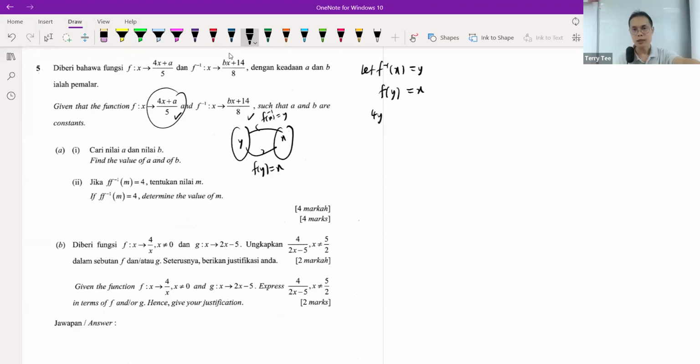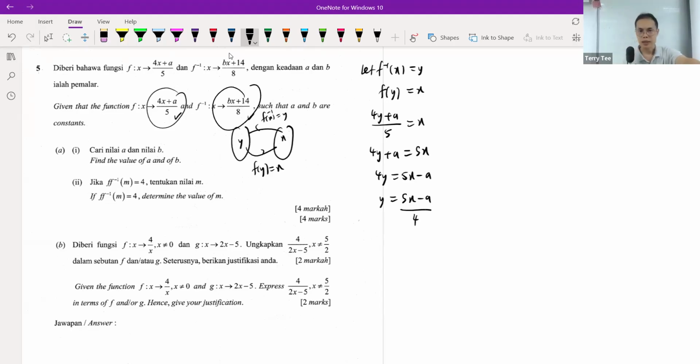So this is (4y + a) over 5. Yeah, (4y + a) over 5. We need to make y the subject. 4y + a equals 5x. 4y is 5x minus a, right? Your y is (5x minus a) over 4. Now, however, you notice the moment you inverse the function, it becomes 8, right?